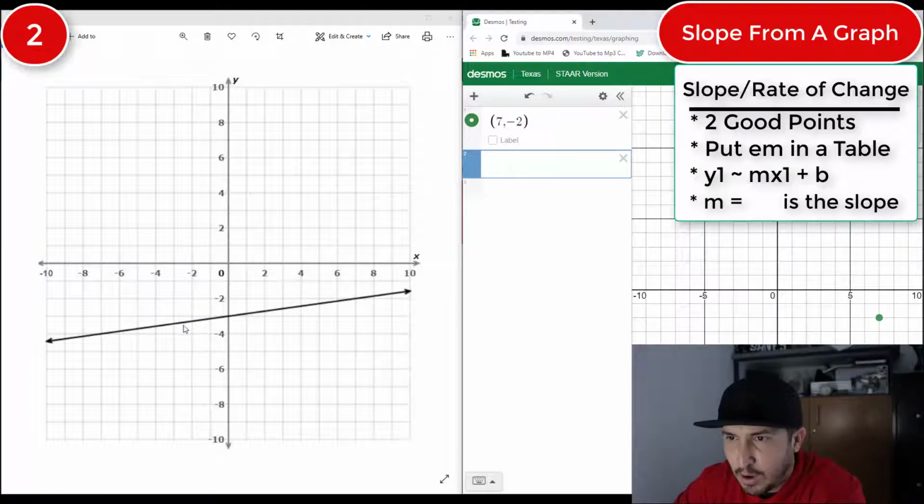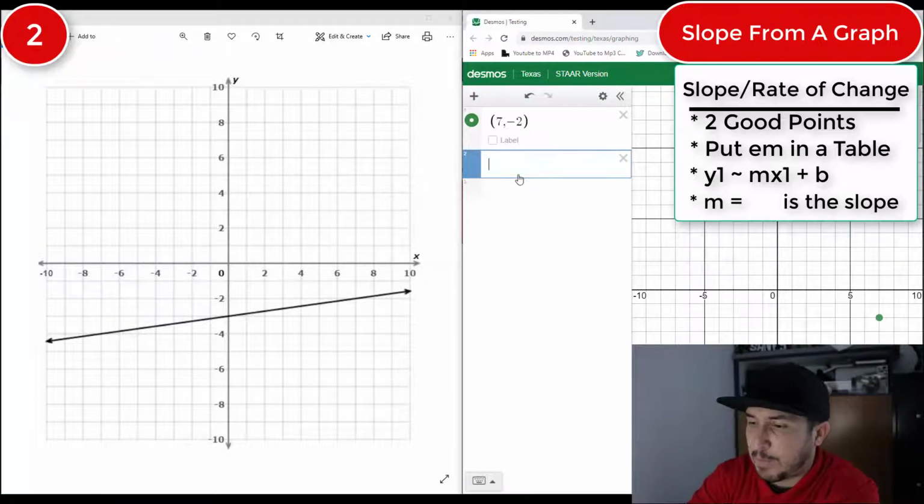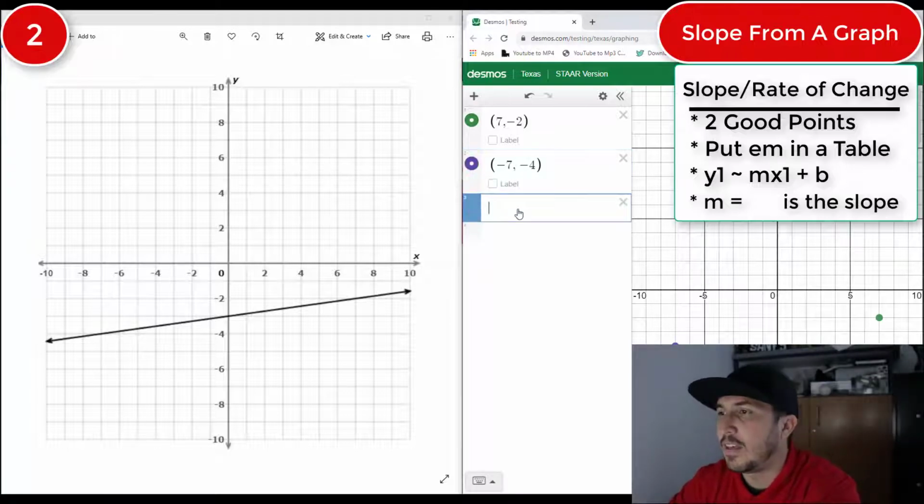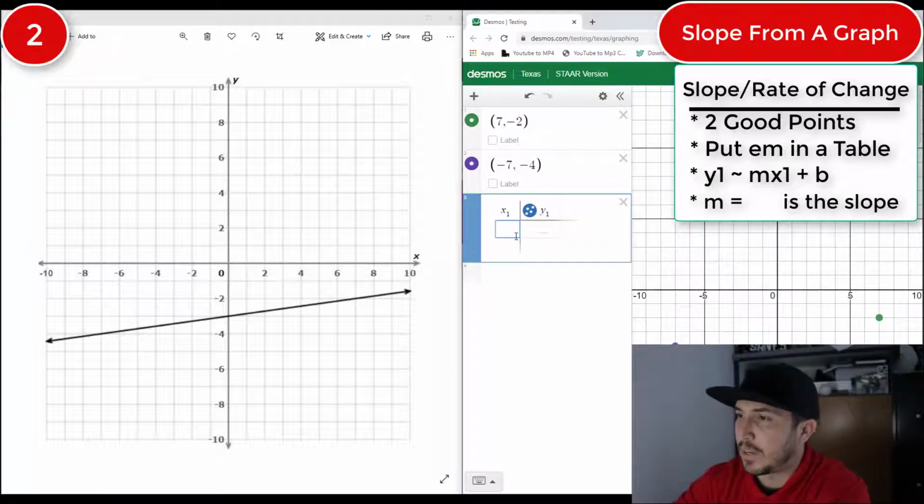No, barely off. Almost. Yes, this is a good point. This is negative 7, negative 4. So I type him in. Negative 7, comma, negative 4. There he is. Now I have to do the plus sign to insert a table. And the first point is 7, negative 2. The next point is negative 7, negative 4.